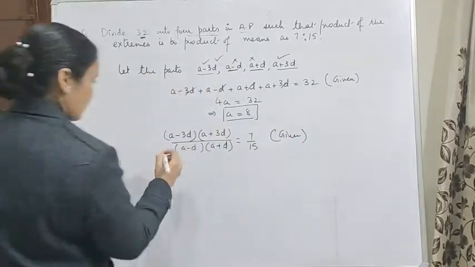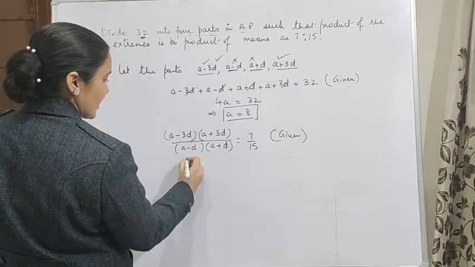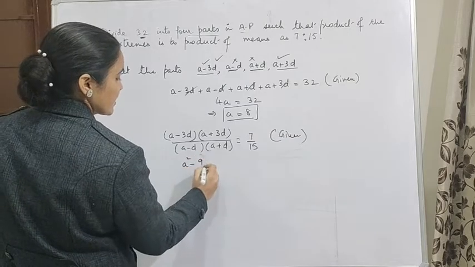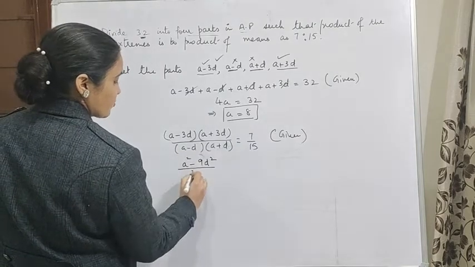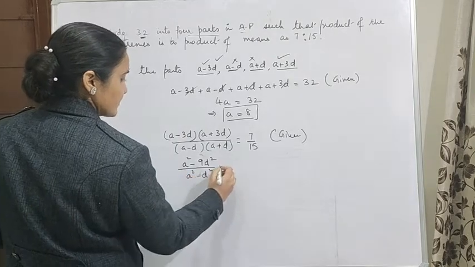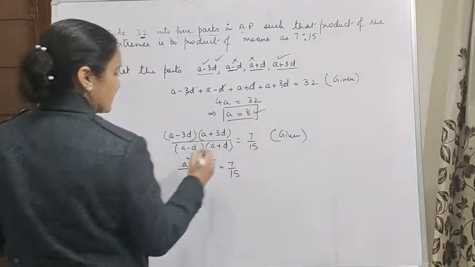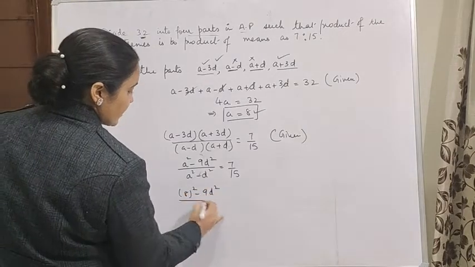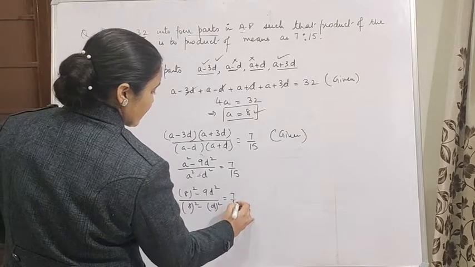So A minus B into A plus B is A square minus B square. So we have A square minus 3D whole square, which is A square minus 9D square, and A minus D into A plus D is, sorry, A square minus D square. So this is equal to 7/15. Again we have A as 8. So we have 8 square minus 9D square upon 8 square minus D square equal to 7/15.